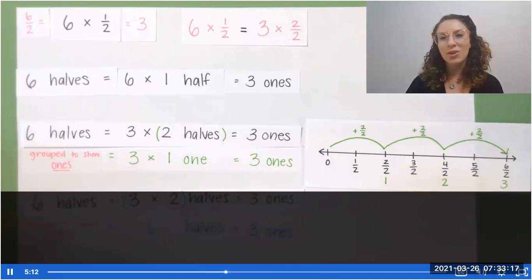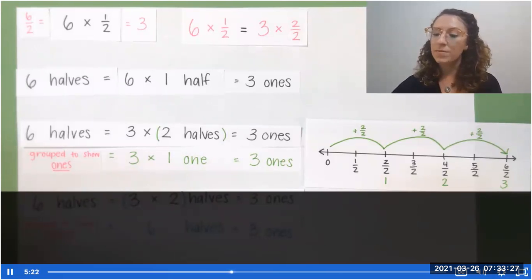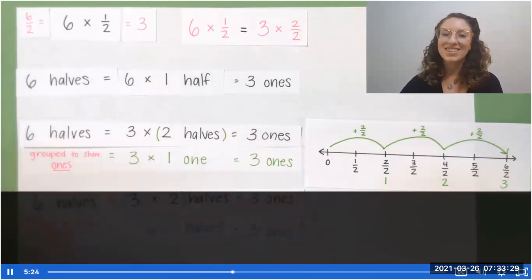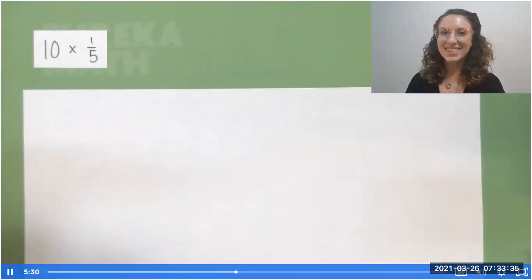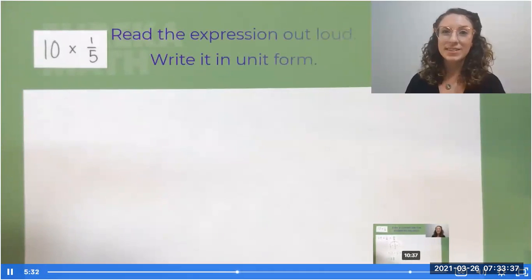Whole numbers are familiar to us. Once we make as many ones as possible, we can more easily see if any fractional parts are left over. Then we can write our answer as a whole number or a mixed number. Keep this in your brain's pocket as we look at another example. Pause to read this next expression out loud and write it in unit form.